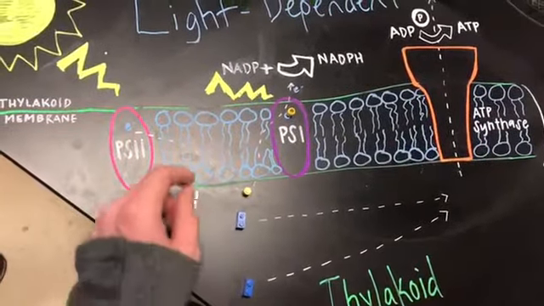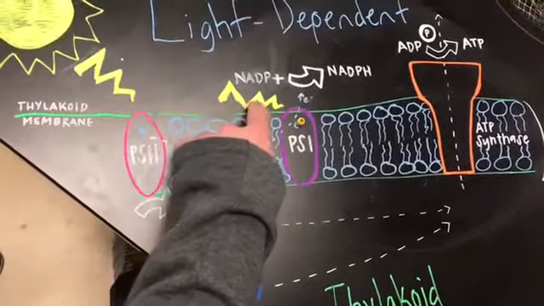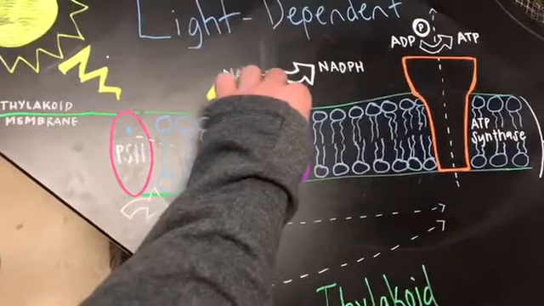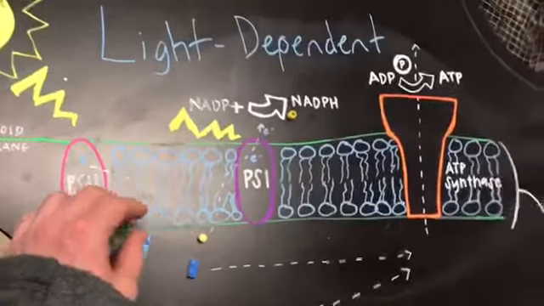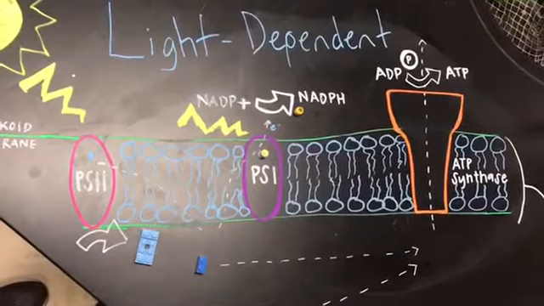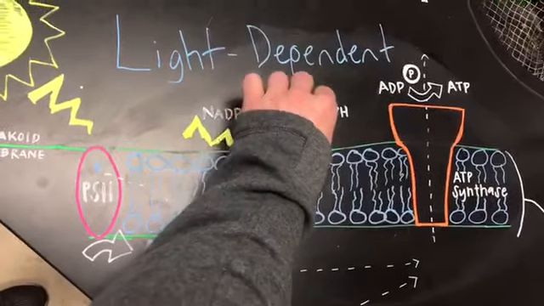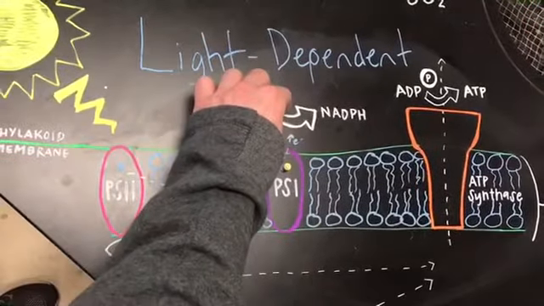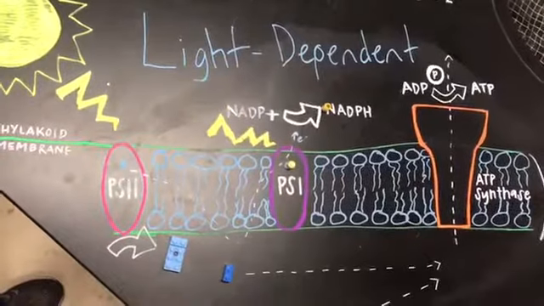The excited electron travels down the electron transport chain. At the same time, light energy is absorbed by photosystem 1, which excites one of its electrons. The electron that is lost in photosystem 1 is replaced by the excited electron from photosystem 2. The excited electron from photosystem 1 travels down another electron transport chain and reduces NADP+ to NADPH.